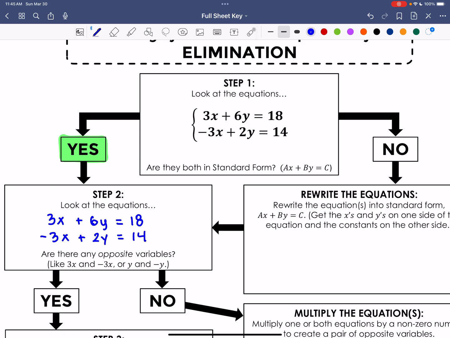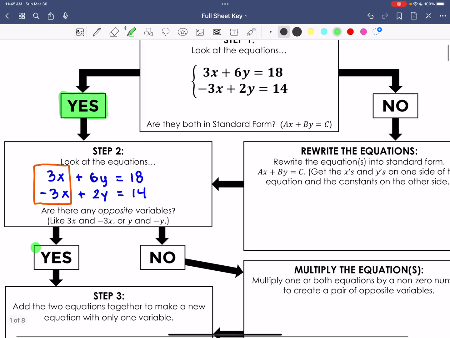All right, so we're looking at the equations and we are asking, are there any opposite variables? And there are some examples given down here. It says examples of opposite variables would be like a positive 3x and a negative 3x, or a positive y and a negative y. Inspecting what we have, a 3x and a negative 3x. So yes, we do have opposite variables.